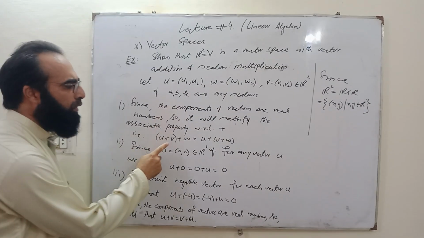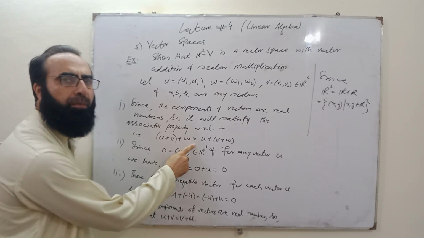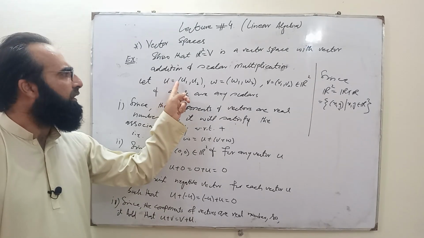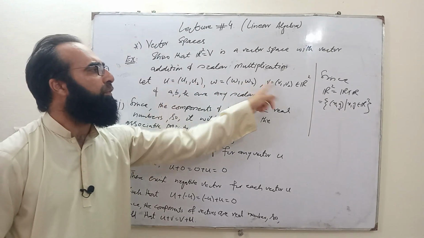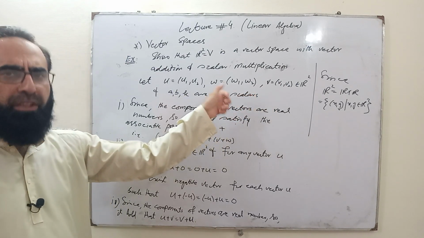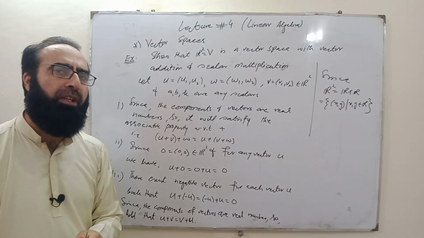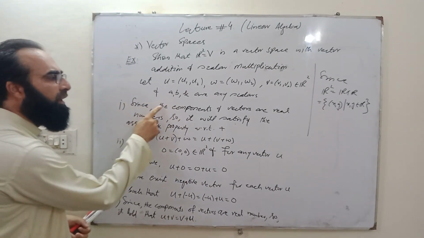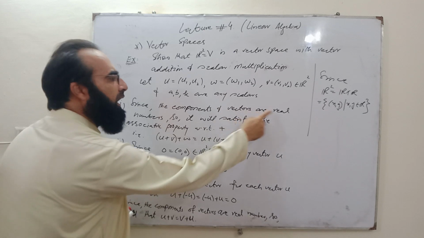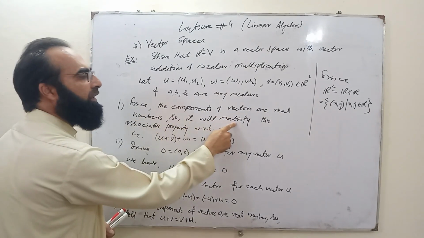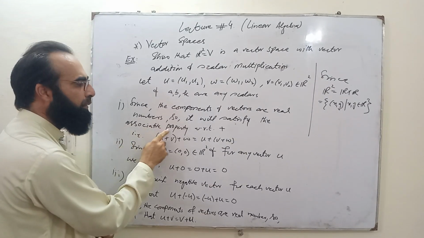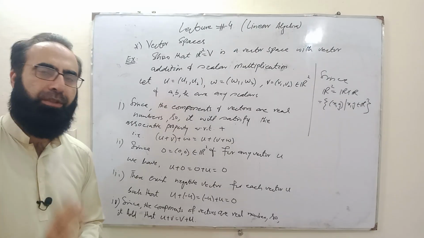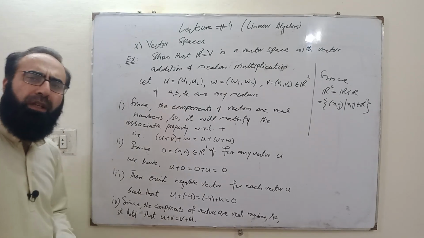In the first property, we have to check this associative property. Since the components of u, v and w are real numbers, and we know that real numbers satisfy the associative property, so the vectors will satisfy the associative property with respect to addition. That's our first condition.